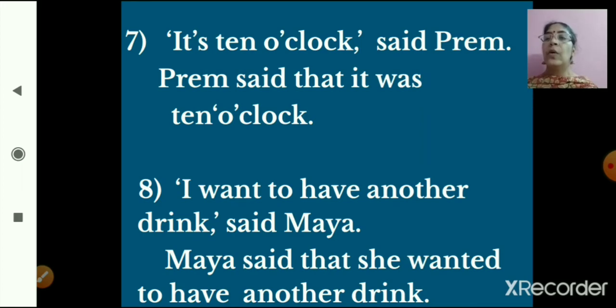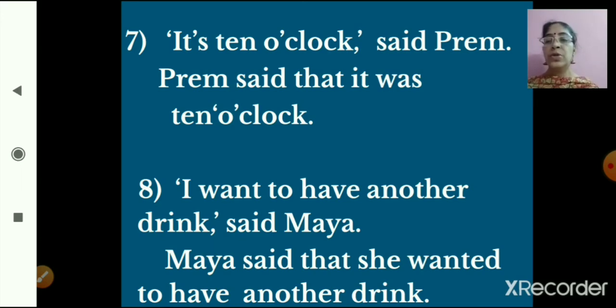It's 10 o'clock, said Prem. Yes, here you will begin your sentence with Prem said that it was 10 o'clock, correct, very good. Is will become was. It is 10 o'clock. So when you are describing it, you are talking about something in the past which is already said by someone else. So Prem said that it was 10 o'clock. Number 8.